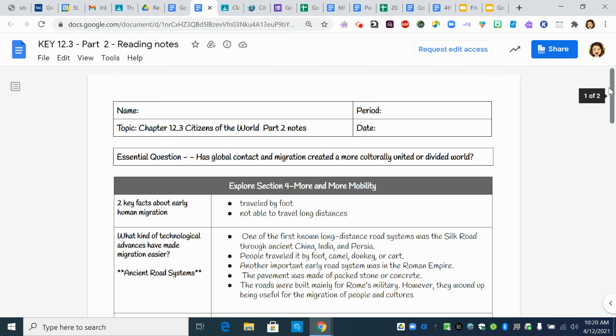Okay, everyone, so now we've read chapter 12.3, sections 4 through 6 about early human migration.